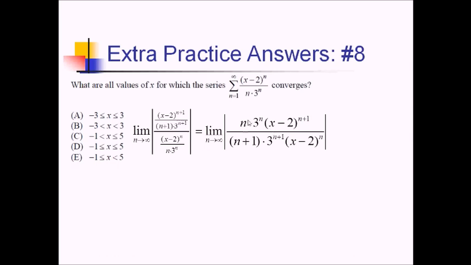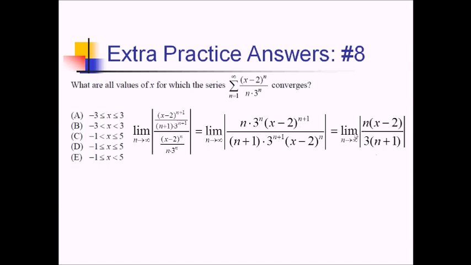Can't really do anything with the n and the n plus 1 just yet, but let me cancel out a few things. 3 to the n and 3 to the n plus 1, subtracting the exponents, I have a 3 left downstairs. The x minus 2's can cancel out to leave me with just one x minus 2 in the numerator. So when the dust settles, I have an n and an x minus 2 upstairs. Downstairs, I've got 3 and n plus 1.